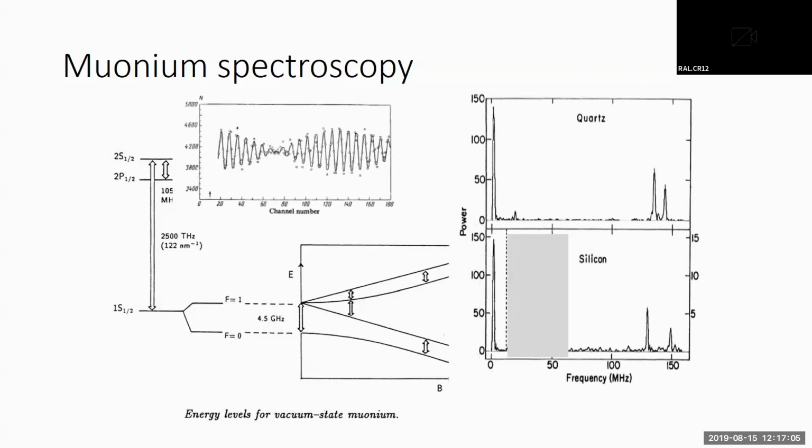So, in fact, that's what they roughly see. This is the beat frequency of these two frequencies here. And this is quartz, which is a good insulator and it's well behaved. This line here is the diamagnetic muons, and these two lines are from the muonium. A similar thing happens in silicon.